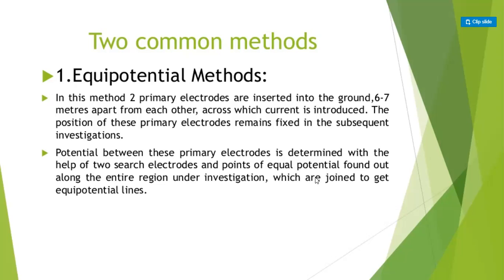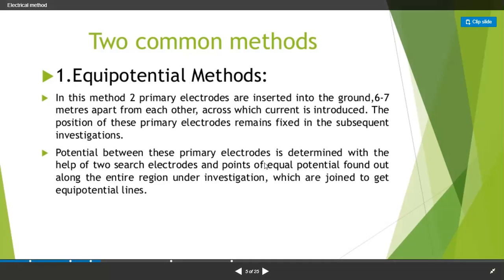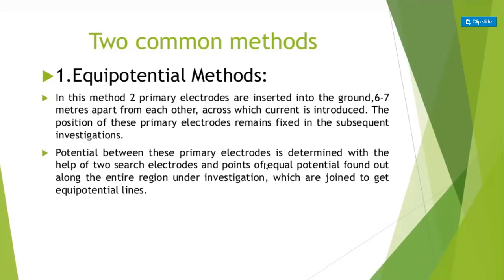Okay, guys, now we have come to the equipotential methods. In this method, two primary electrodes are inserted into the ground 6 to 7 meters apart from each other, across which current is introduced. The position of these primary electrodes remains fixed in the subsequent investigations. Potential between these primary electrodes is determined with the help of two such electrodes, and points of equal potential are found along the entire region under investigation, which are joined to get equipotential lines.